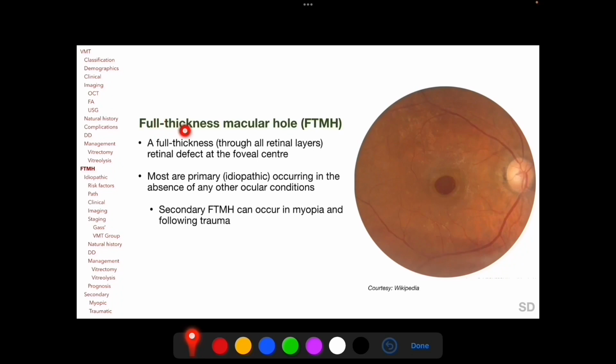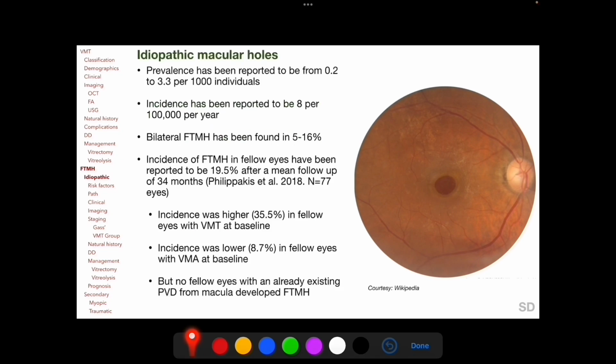A full-thickness macular hole, or FTMH, is a full-thickness retinal defect at the foveal center, as seen here in this clinical photograph. Most FTMH are primary or idiopathic, occurring in the absence of any other ocular conditions, and infrequently secondary FTMH can occur in conditions such as myopia and following blunt ocular trauma, which we will be discussing later in this session.